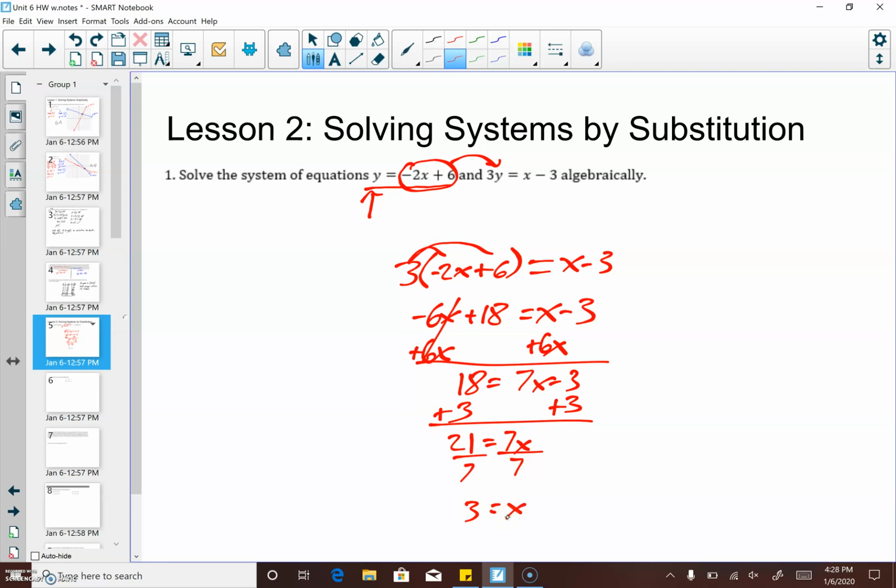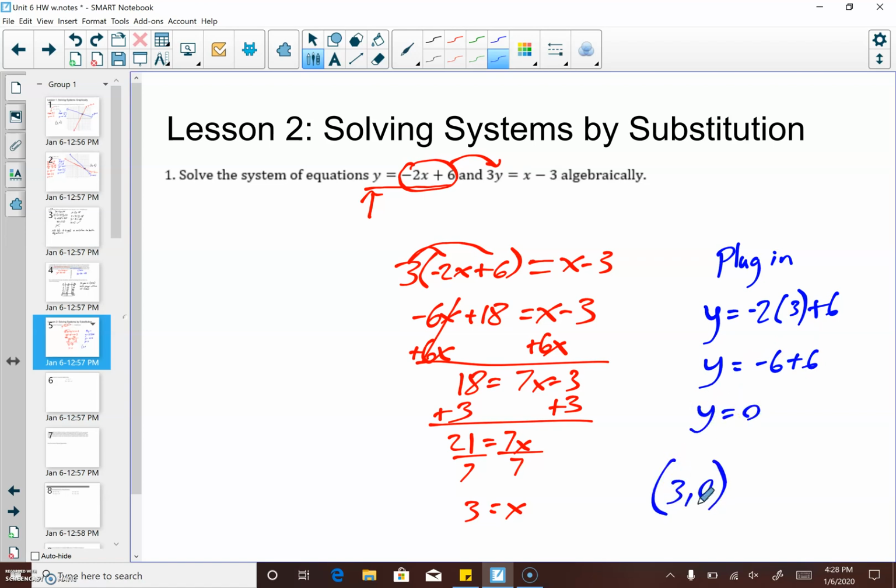Now remember, systems always have two answers. They have an x coordinate and a y coordinate. So what I have to do now is go back and plug in. In order to do that, I need to pick one of my equations. It doesn't matter which one you pick. I'm going to choose the one that's already set equal to y, so this way I don't have to do any extra work. Y equals negative 2 times 3 is negative 6, and negative 6 plus 6 gives me 0. So my answer here for the system is (3, 0).